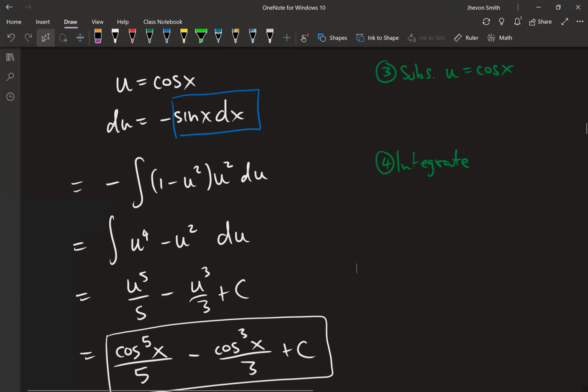Professor, what happened to the minus sign? I've multiplied it in. Right? I mean, this here would be u squared minus u to the fourth, and I just turned it around: u to the fourth minus u squared. Got it. Thank you. Okay. Any other questions? Do we see how this method works?